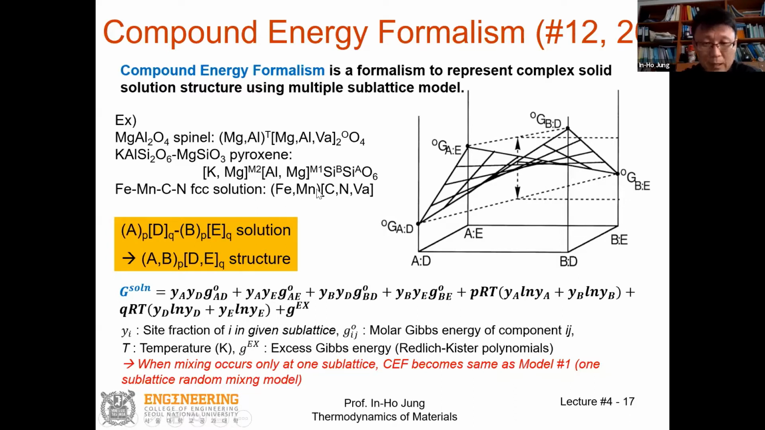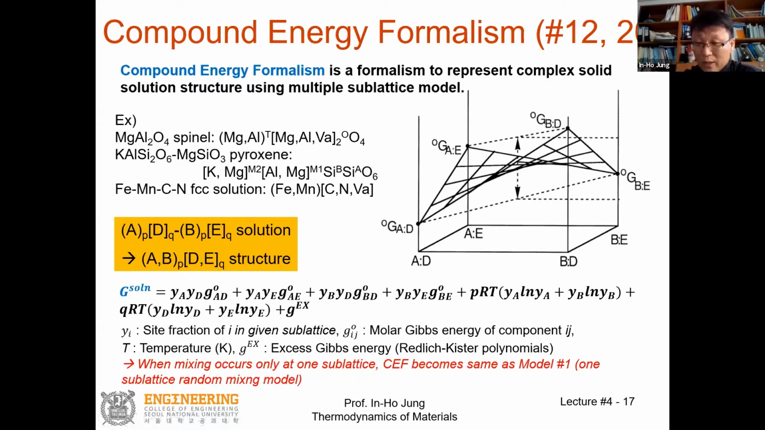For example, if you look at this one, potassium and magnesium go to the M2 site, a certain site in the crystal structure, and aluminum and magnesium go to another site in the pyroxene structure, which we call the M1 site. Silicon goes to the B site, another silicon goes to the A site, and there's the oxygen around it. So theoretically, in this solution, we have 1, 2, 3, 4 sublattices, or even if you include oxygen, we have 5 sublattices.